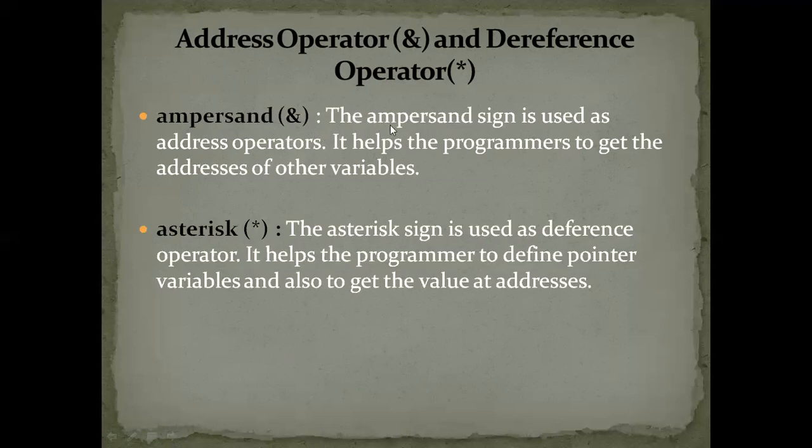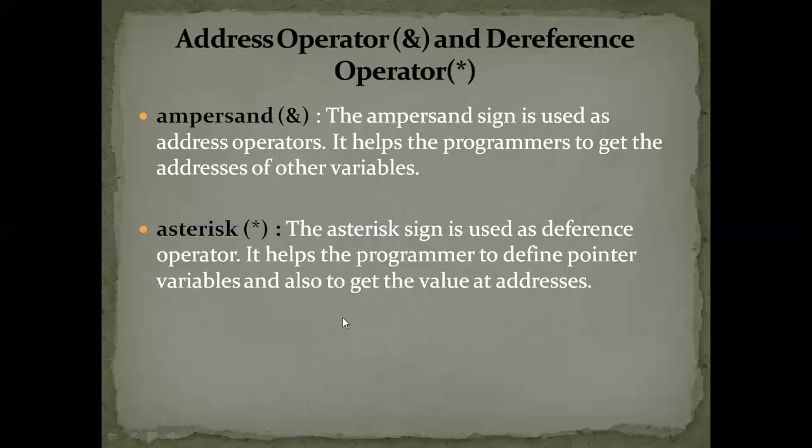The ampersand sign is used as the address operator. It helps the programmers to get the address of other variables. It's very simple. The asterisk sign is used as a dereference operator. It helps the programmer to define pointer variables and also to get the value at addresses. Value at addresses means what? A pointer is a variable which stores the address of another variable, isn't it?